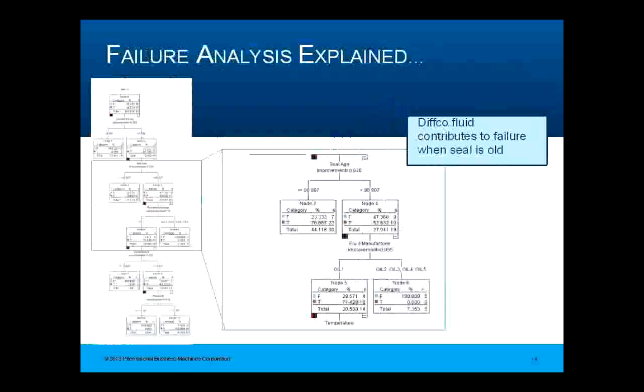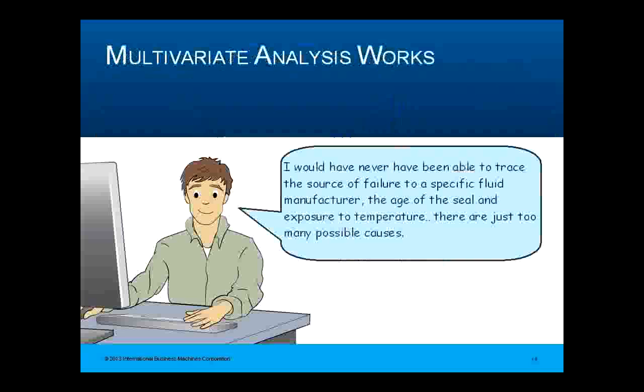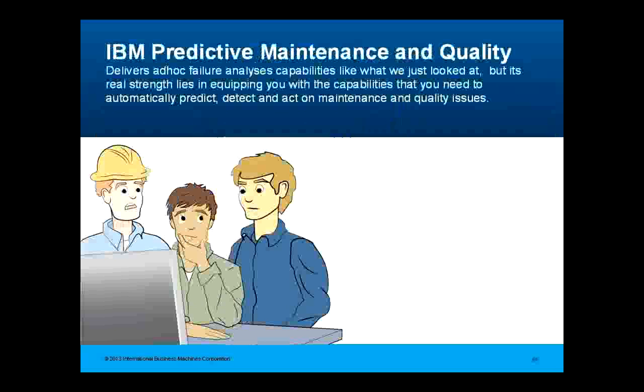This hydraulic fluid also plays a factor in an asset failure when the seal is old. This is what we call a multivariate analysis, and a single human cannot look at all the data and do this analysis in their head. There are several variables that occasionally come together that might cause an actual failure, and that could potentially be used to predict a failure. Here's where IBM Predictive Maintenance and Quality come in.